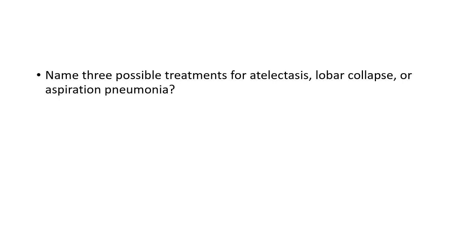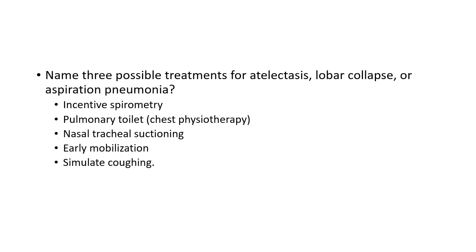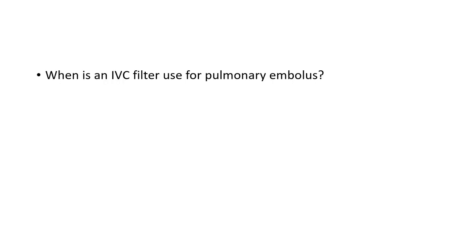Name 3 possible treatments for atelectasis, lobar collapse, or aspiration pneumonia. Several treatments include incentive spirometry, a pulmonary toilet, also known as chest physiotherapy, nasal tracheal suctioning, early mobilization, as well as stimulation of coughing. When is an IVC filter indicated for the use of pulmonary embolus?